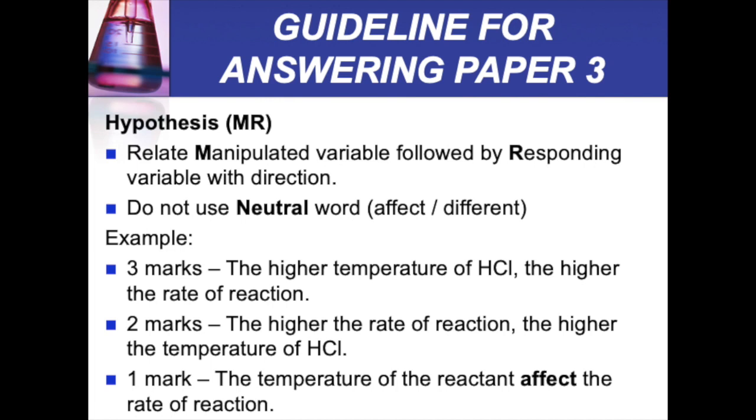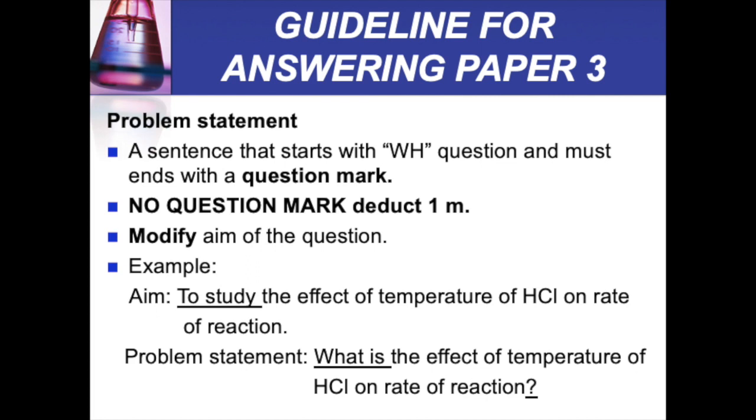Now next is the problem statement. The problem statement is very easy. You just need to find the aim from the question. For every experiment, they will surely give you the aim. Once you find the aim, go for the first words: to study, to investigate, to find out. Cut these words out and put in the WH question. Then copy back the remaining part of the sentence and add a question mark. That will give you 3 marks in your problem statement.